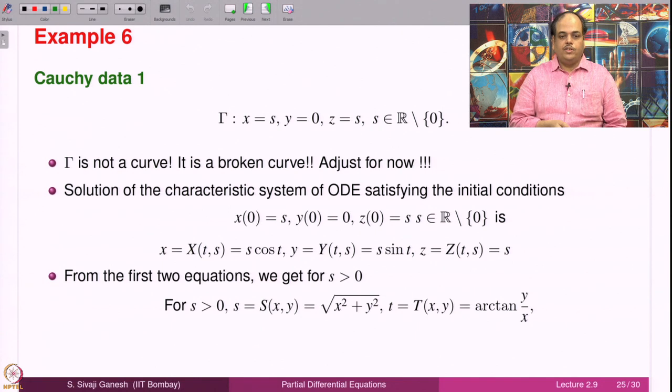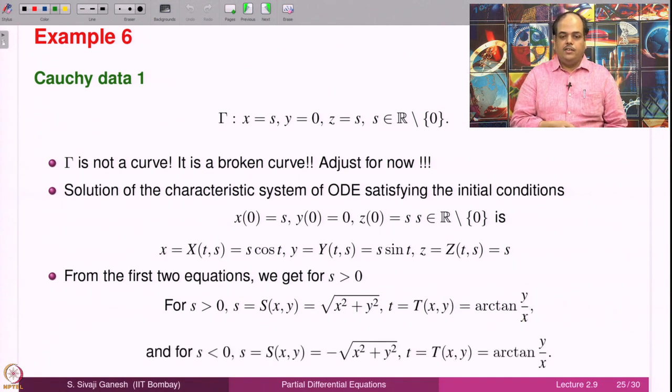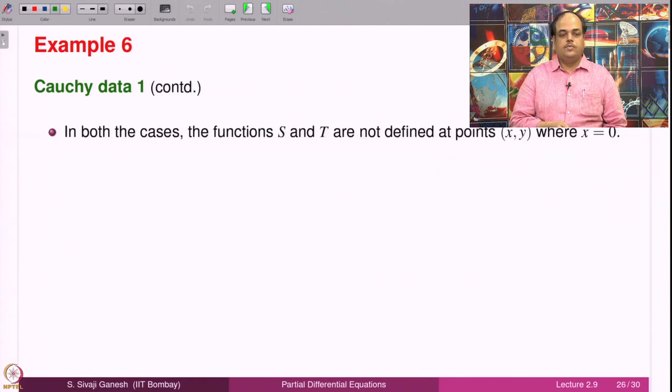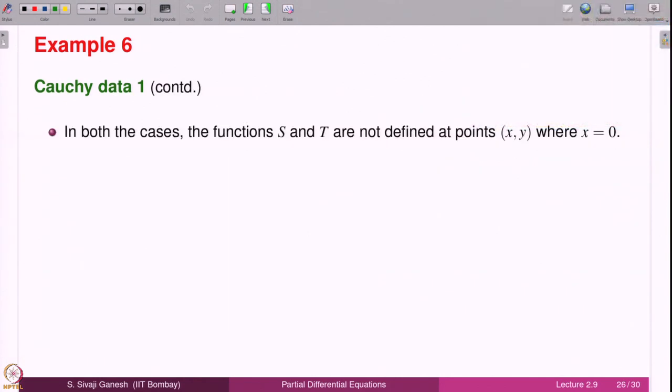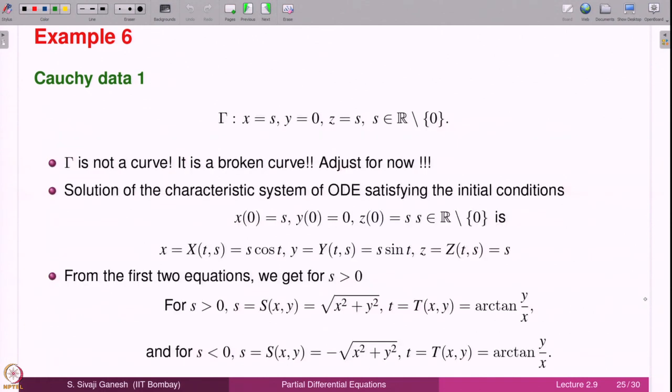Now, from the first two equations, for positive s, I can express s and t in terms of x and y. I get this, and for s negative, I get this expression for s: negative for s negative, positive for s positive, and t remains the same. So, in both cases the functions s and t are not defined at points where x is 0, because when x is 0 there is a trouble, it is not defined.